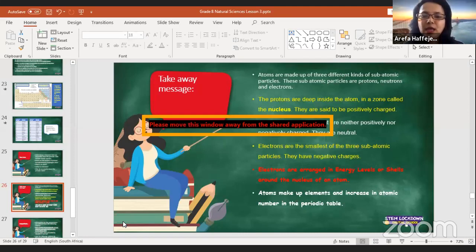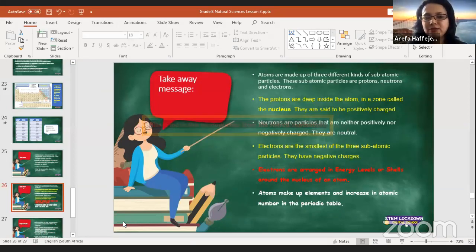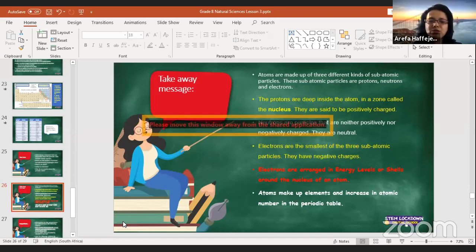Now, electrons are the smallest of the three subatomic particles. They have negative charges. Electrons move around the orbits of the nucleus, and they are the smallest of the three particles. Electrons are arranged in energy levels or shells around the nucleus of an atom. These energy levels are where the electrons orbit around.